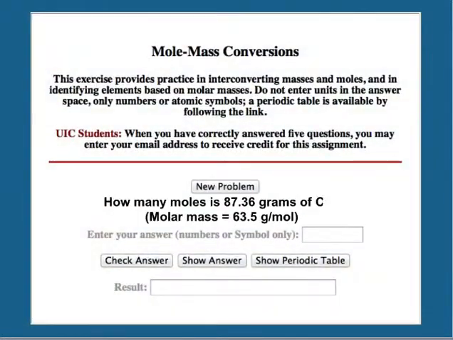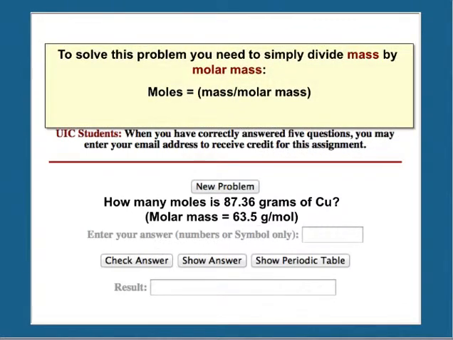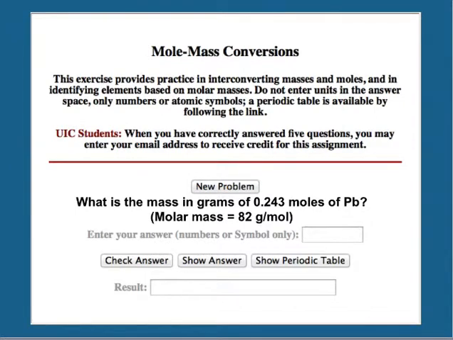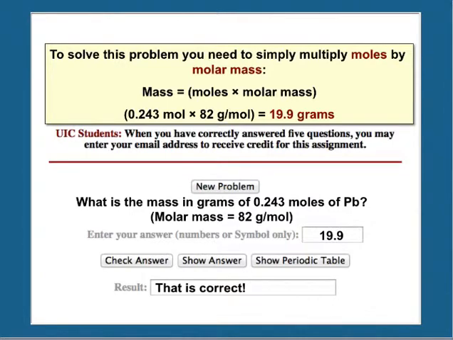The next tutorial takes this same concept and expresses it in a word problem. How many moles is 87.36 grams of copper? Well, we're given the molar mass. We know a mass. Always remember that mass divided by molar mass is going to give moles. One more here. We're looking for the mass in grams of 0.243 moles of lead. Our molar mass is given as 82 grams per mole. Mass is going to be given by moles multiplied by our molar mass, and this gives us 19.9 grams of lead.